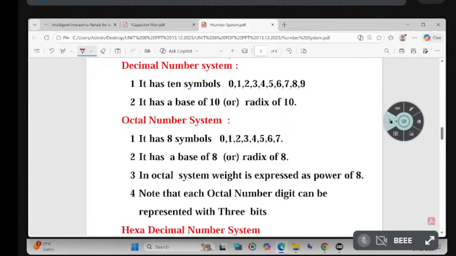Completed? Last bench. Don't write hexa. We have to do problems on octa. Using power of 8.